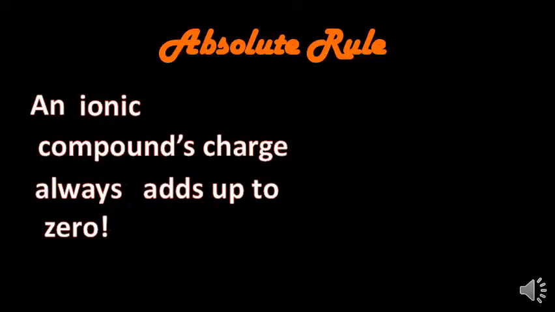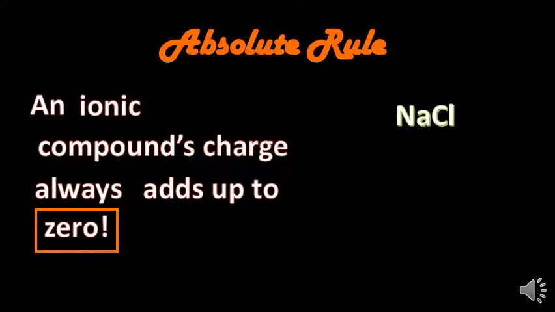Remember this absolute rule. An ionic compound's charge will always add up to 0. So let's take a look at sodium chloride. Sodium has a +1 charge. Chlorine has a -1 charge. And because there's one of each one of those, 1 times 1 is 1, we add it up, we end up with a 0.